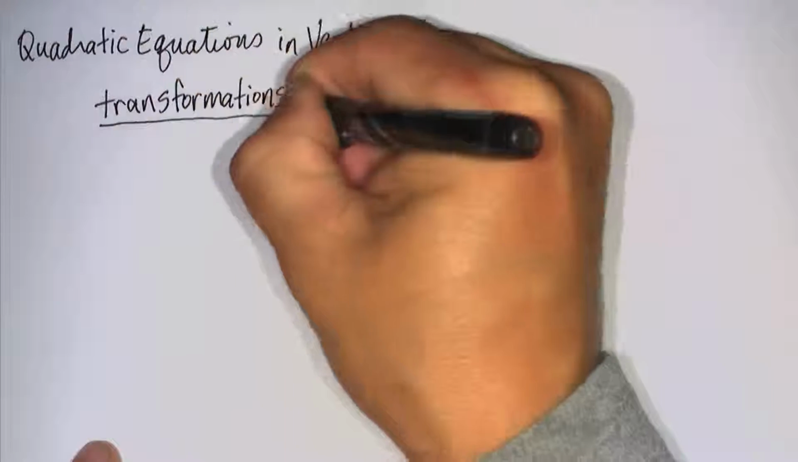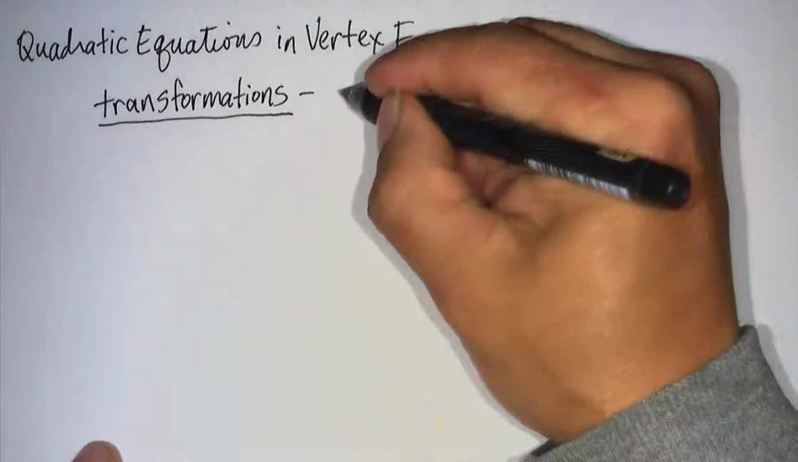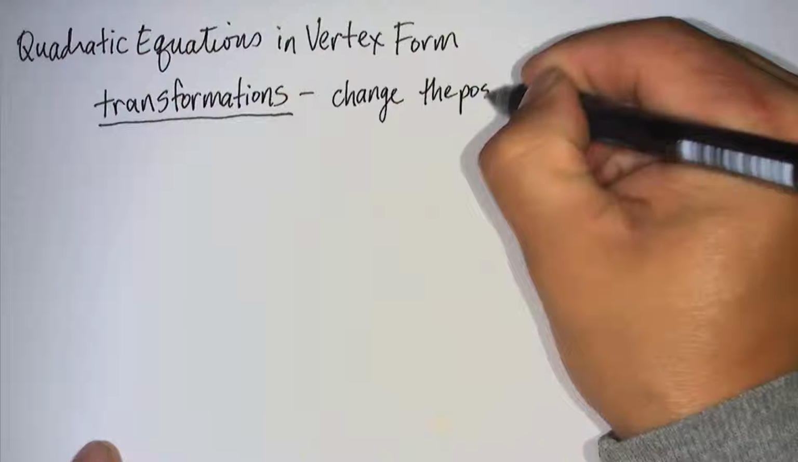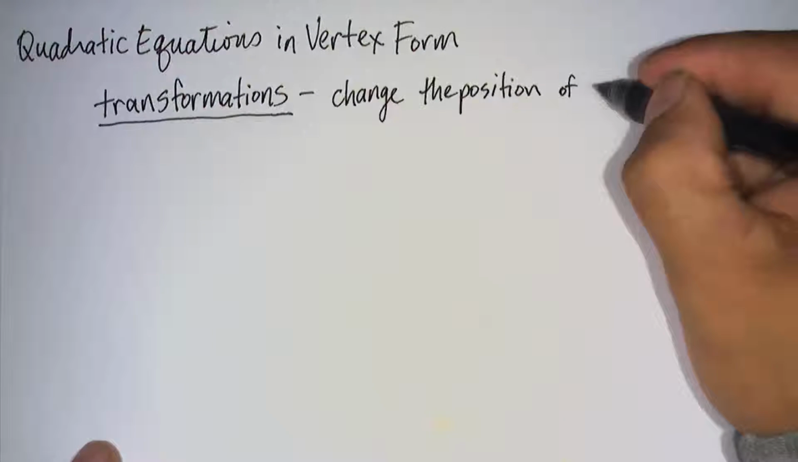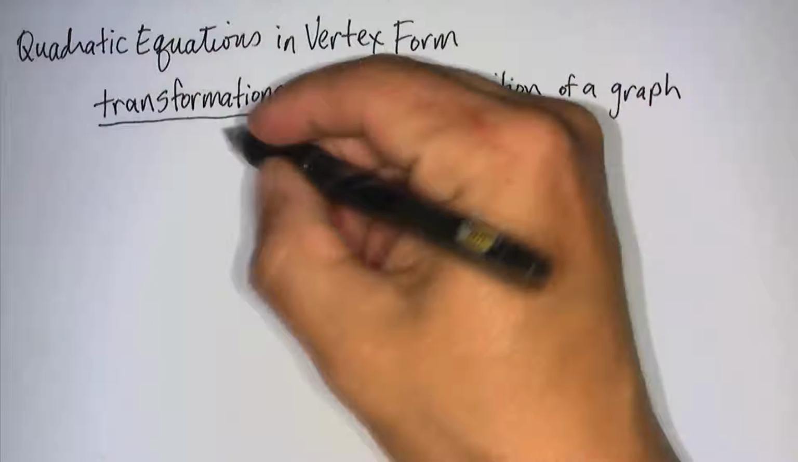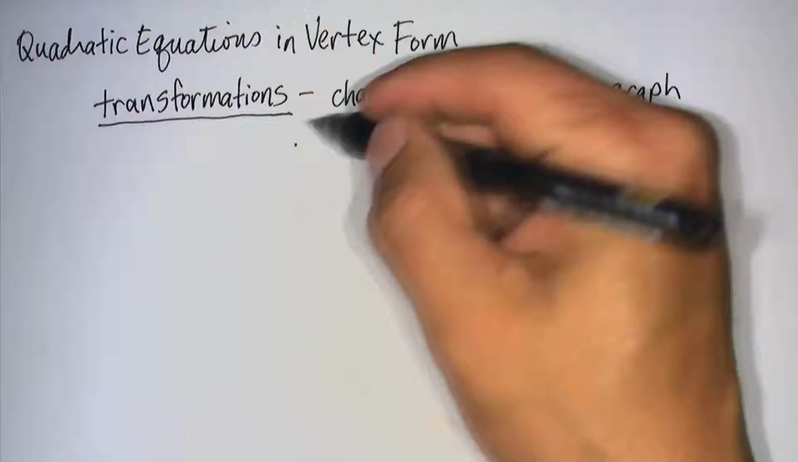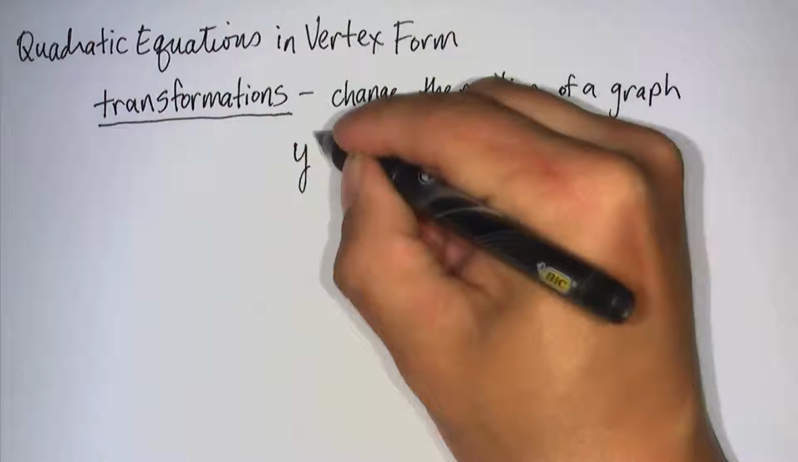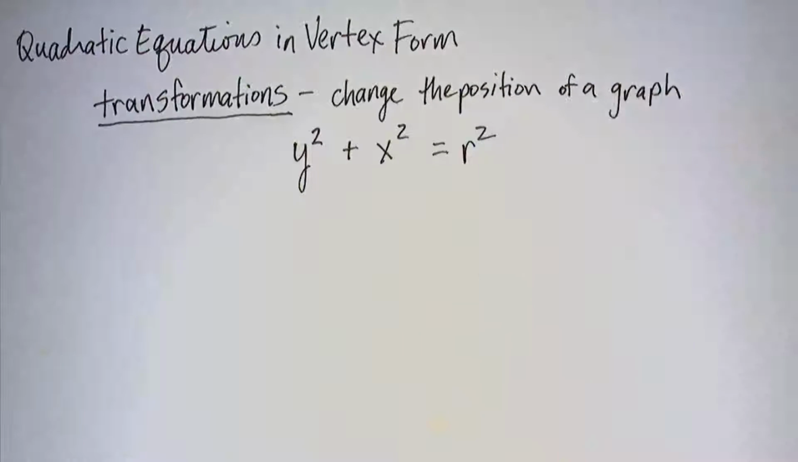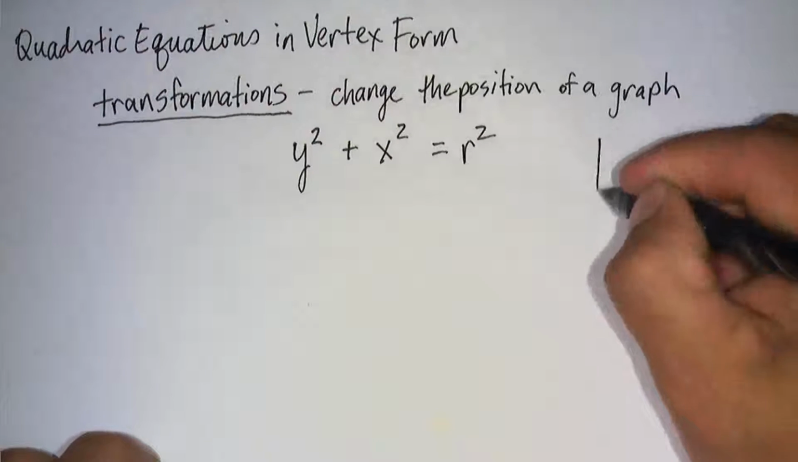Transformations. And what all transformations do is change the position of a graph. So, how do we change the position of a graph? Well, let's say we have a basic graph of a circle. We're going to use a circle because it is the best way to explain how this works, because a circle is familiar to everyone.